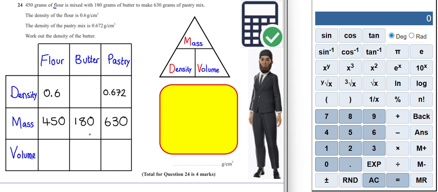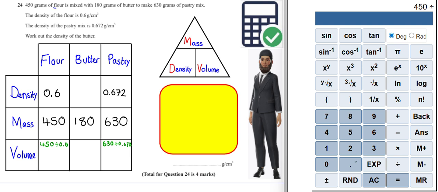Okay, now what we need to do, we need to work out the volumes. To work out the volume is mass divided by density. So the mass over here is 450. So let's write this down. The volume is 450 divided by 0.6. And over here it's going to be the mass, which is 630 divided by 0.672. And let's plug this into the calculator.